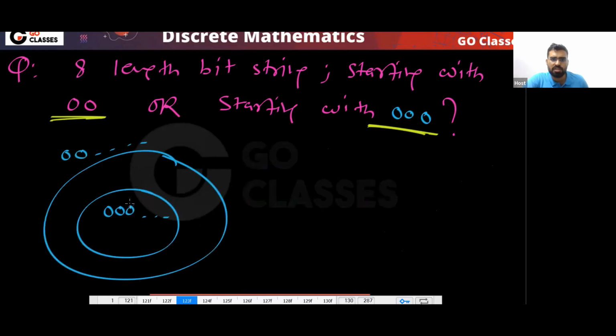Okay, so this is your Venn diagram. Any string that starts with 000 will automatically start with 00. But this string does not start with 000. If any string starts with 000, it is also starting with 00. So are you getting my point? Basically here, you only have to count 2 power 6.